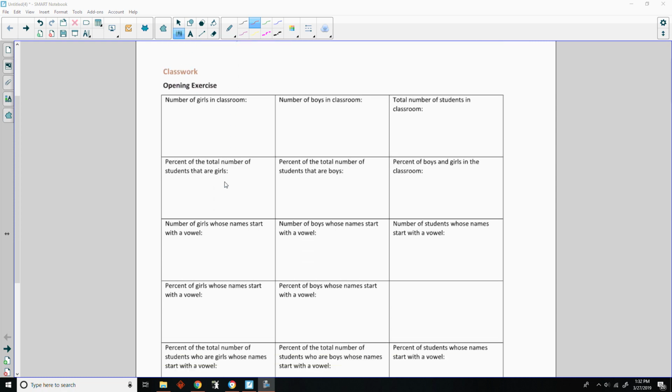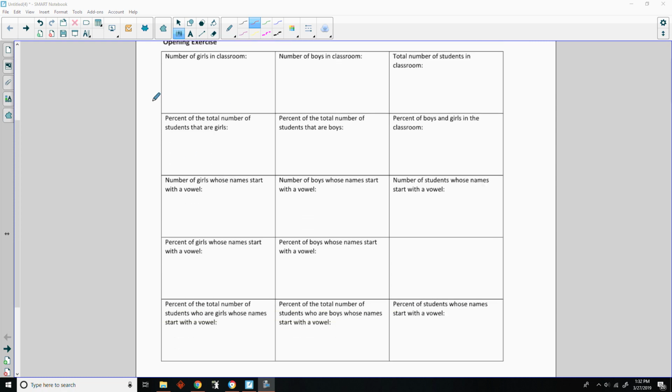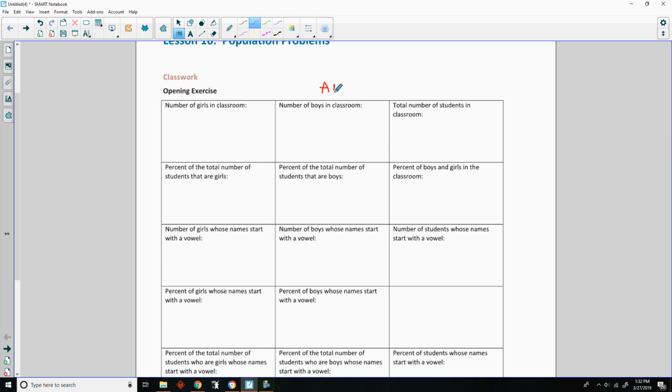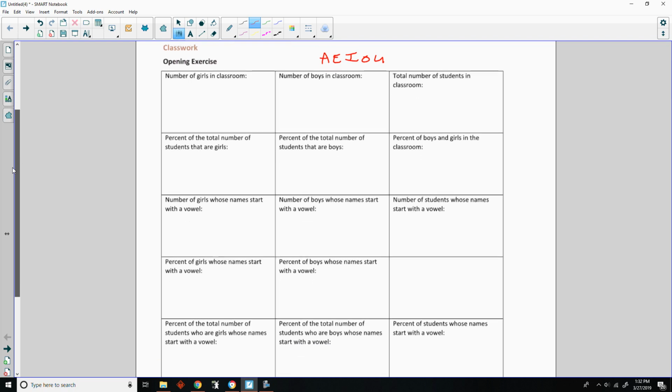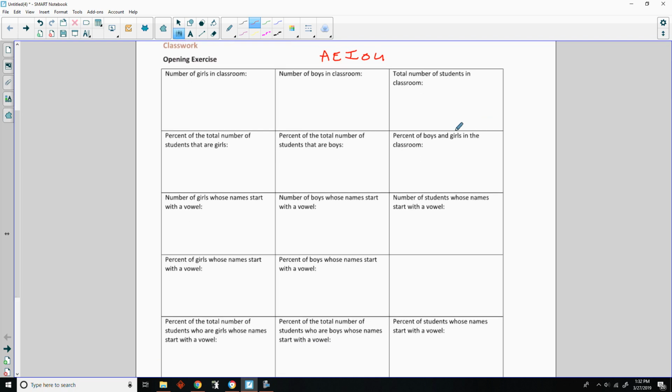Okay, classwork, opening exercise. This is not going to be the same as if you did this in your own classroom, because every classroom is different. It says here students work with a partner to fill in information in the table. They also said to remind students that vowels are A, E, I, O, U, and sometimes Y if there's no other vowel in that word. Anyhow, I'm just going to make up values for this because I don't have a class to count right now.